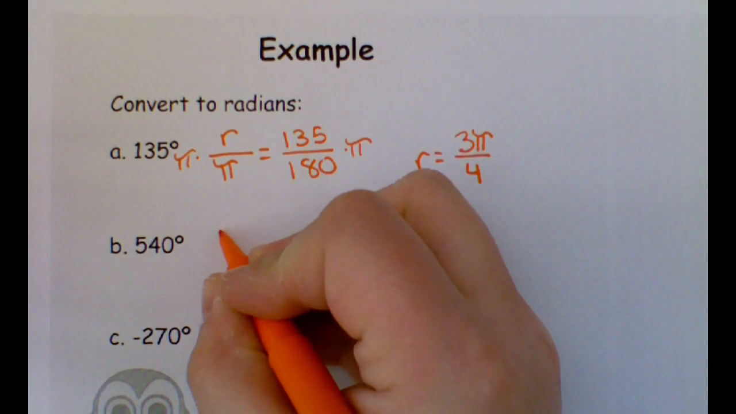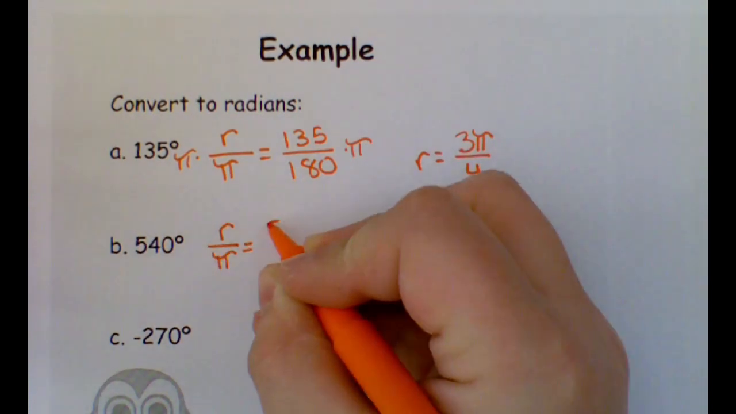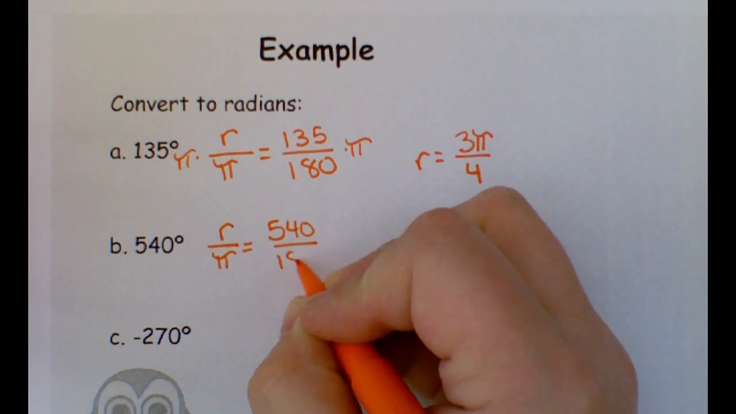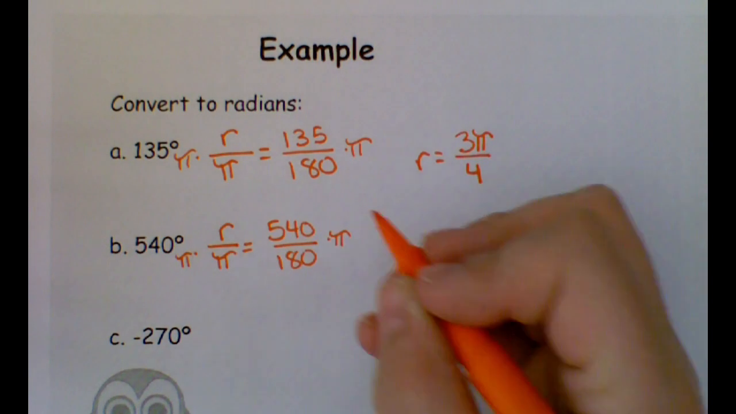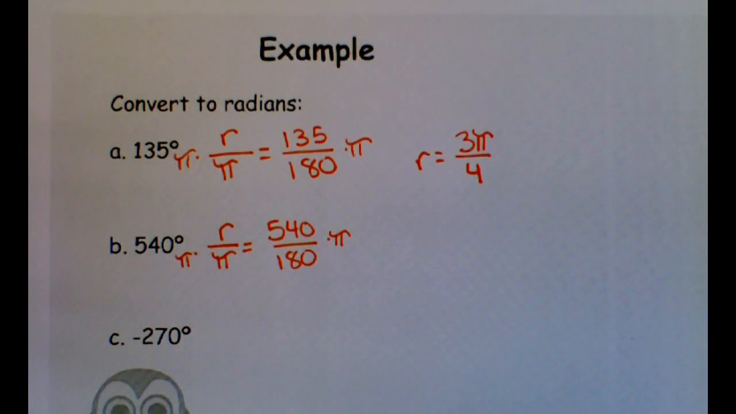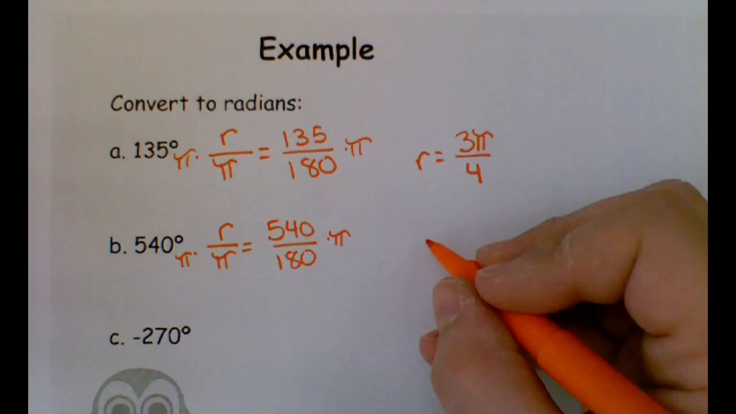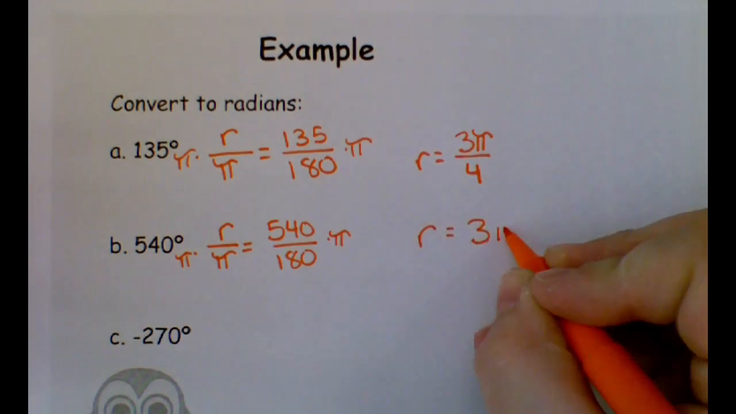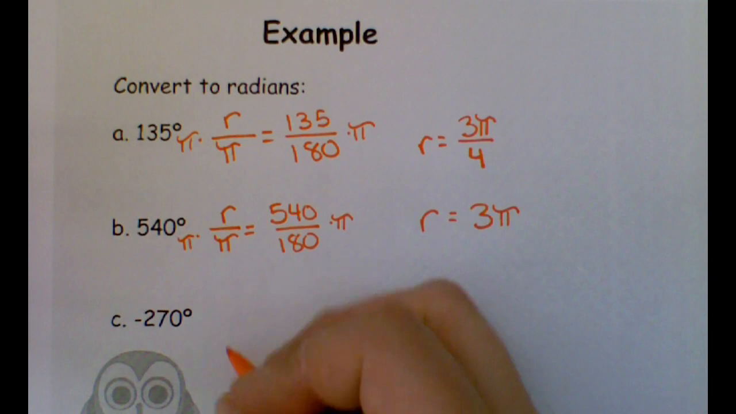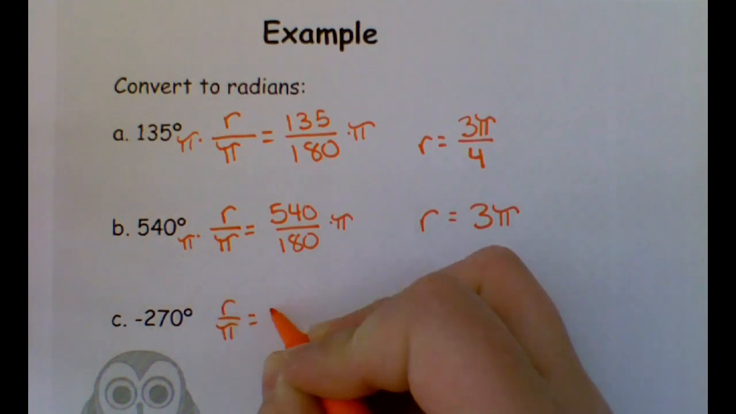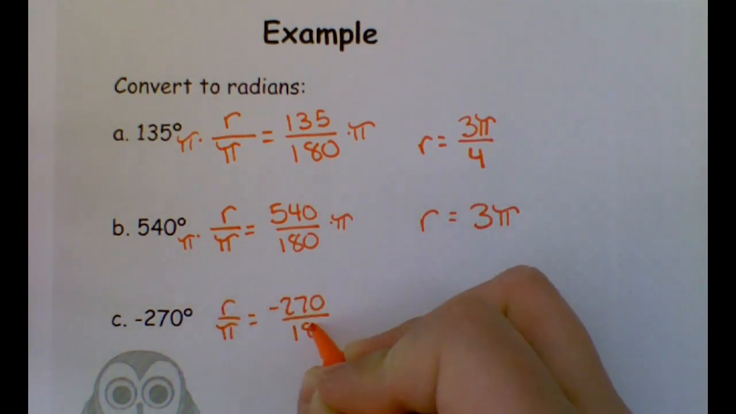So for 540, radians over pi equals 540 over 180. We multiply our pi over, and then we just simplify the fraction. 540 over 180 simplifies to 3, so our radians here are 3 pi. We also don't usually put a label on radians. Sometimes we put a label just to emphasize that it is radians, but otherwise, just like this, we assume it's radians.